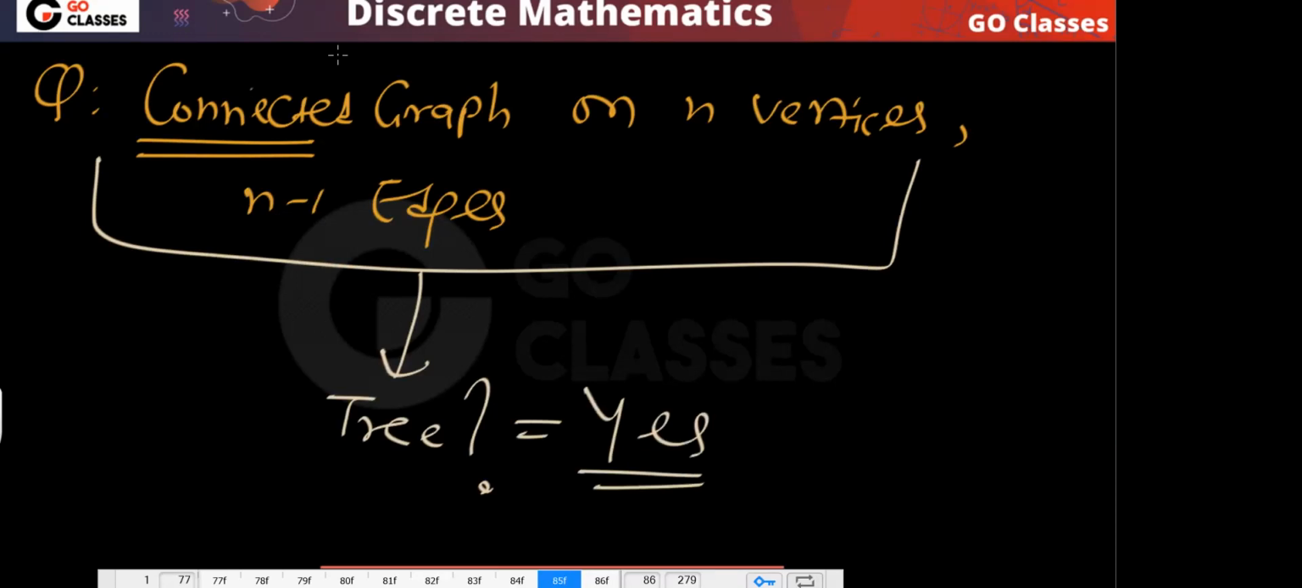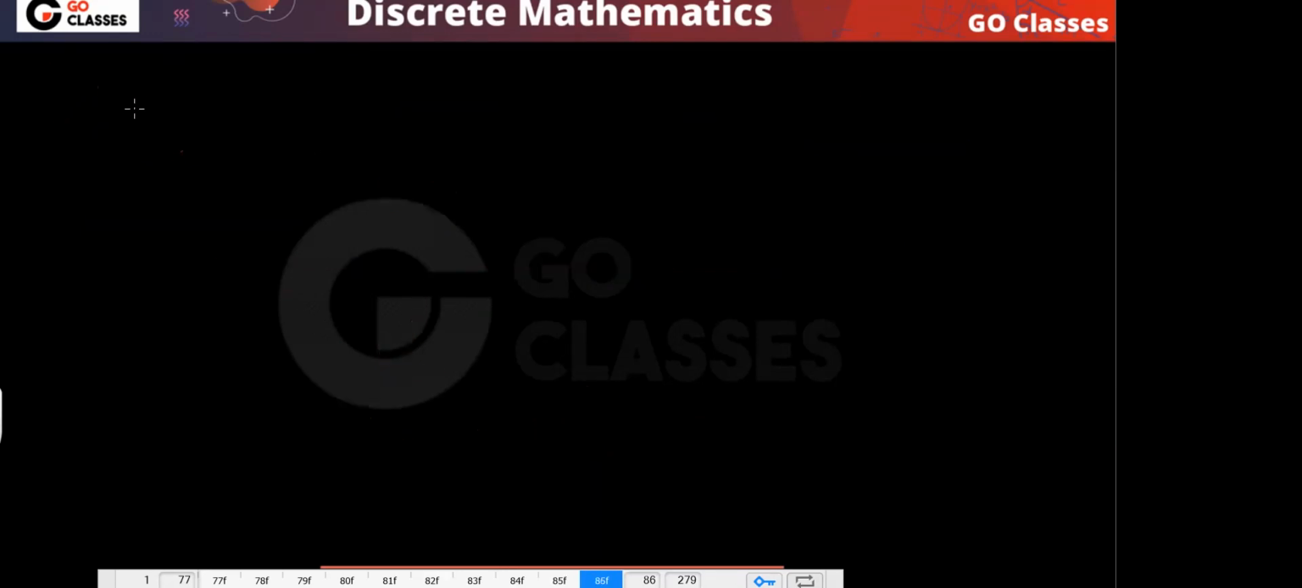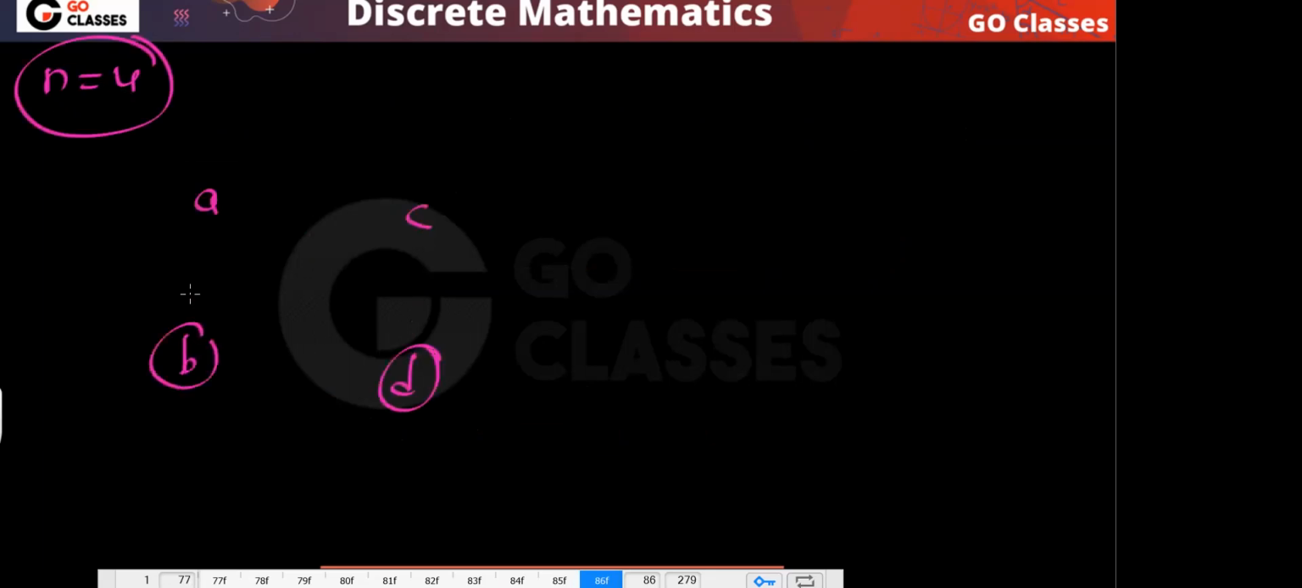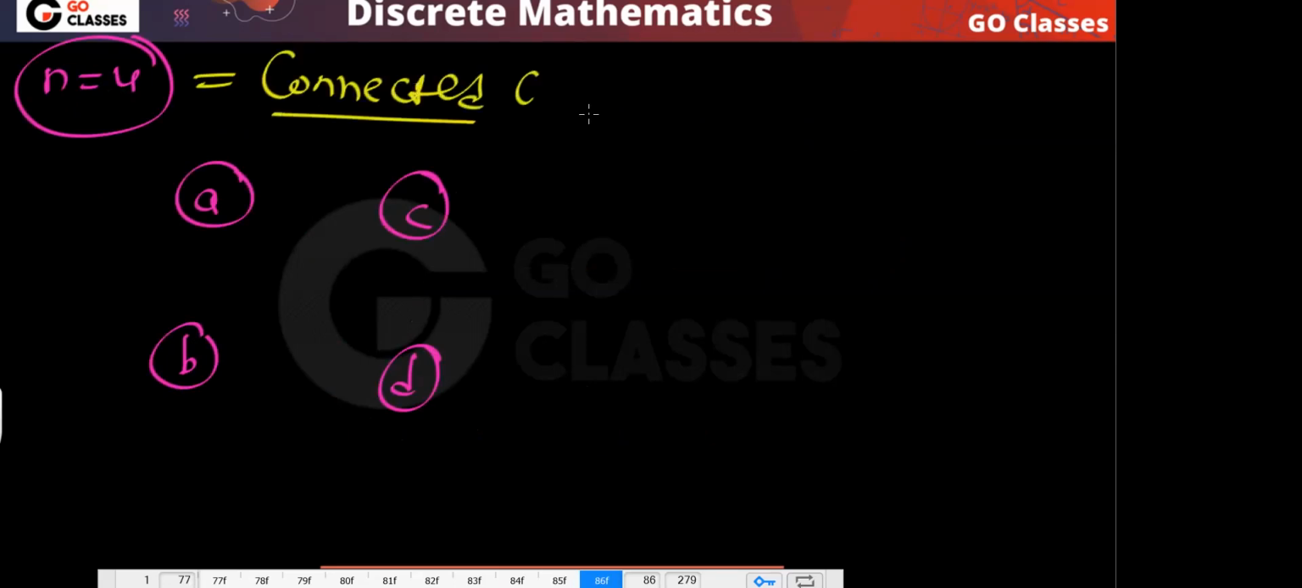Why? Because your graph is connected on n vertices and you have n minus 1 edges. For example, if you have 4 vertices, these are the 4 vertices. Now create a connected graph with 3 edges. How will you create a connected graph with 3 edges?